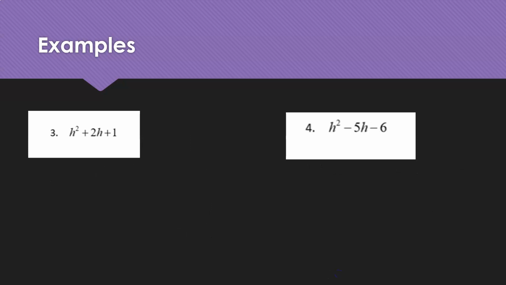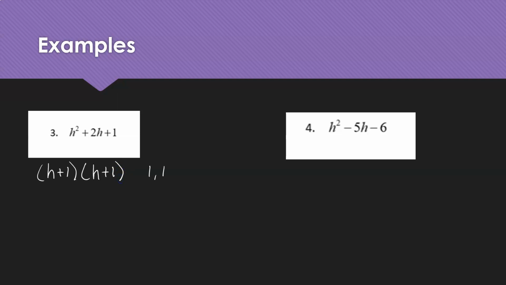All right, this next one, we need factors of 1 that when you add them together, they equal 2. So you don't have much choice here. 1 times 1, right? 1 and 1. When you add them together, you get 2. So I have the quantity h plus 1, the quantity h plus 1.